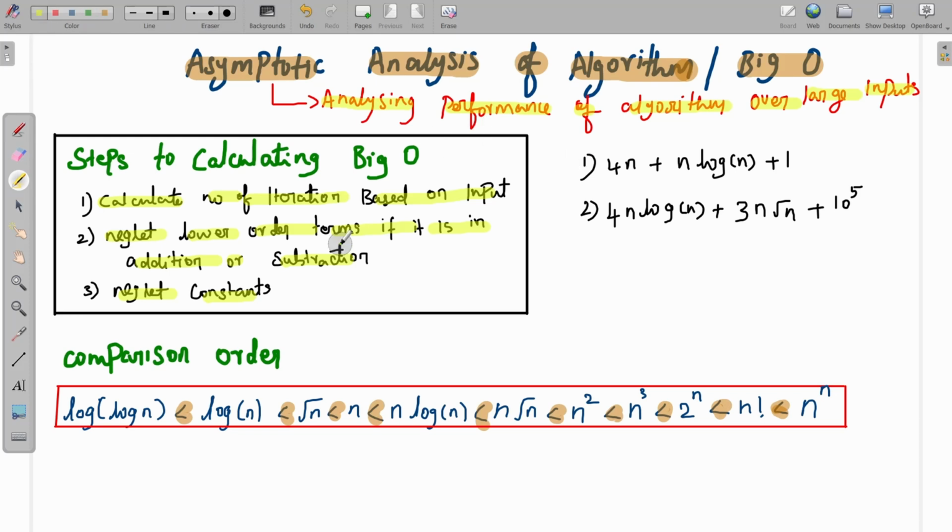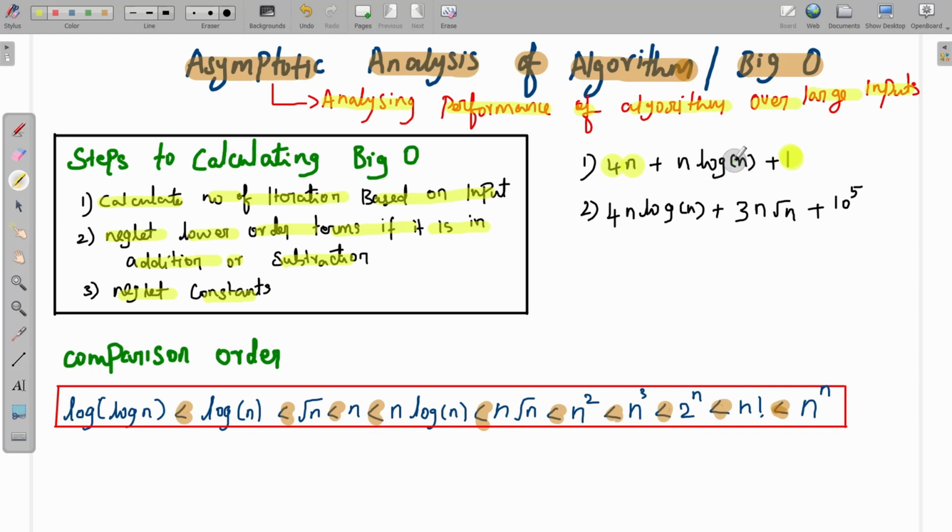Just follow the rules one by one. The first thing is to calculate the number of iterations. I have calculated two of them. Now, how to calculate BigO? That is the question. See, 4n plus n log n. 4 is a constant, so we can directly ignore it; this is the third rule. If it is a constant, we can ignore it. Then n plus n log n. Which one is the lower order term? n is the lower order. See, n is less than n log n, so I can ignore this n as well.